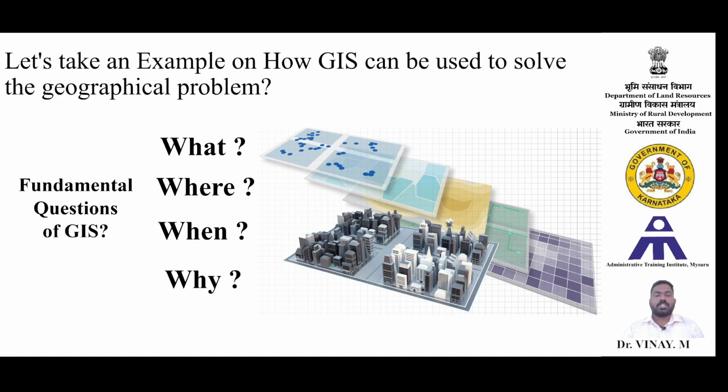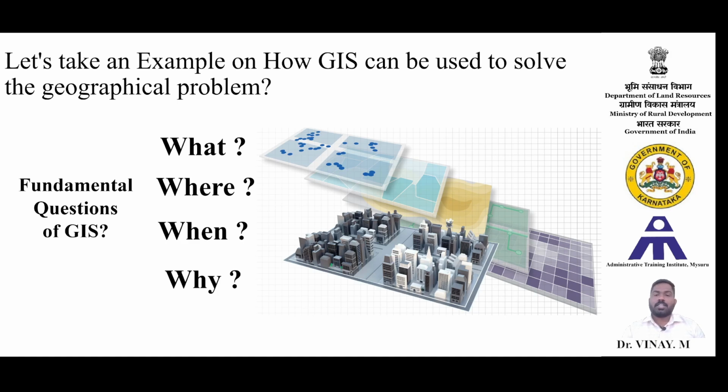So let's look into the first question, what. This what is nothing but what we are studying. Where means where we are studying. Let's take the example of the forest fire. What we are studying is the forest fire. Where the forest fire is happening is nothing but the location. Let's take the example of California. Recently a California wildfire happened. So the what is the forest fire, where it happened is California, and when it happened is the time component.